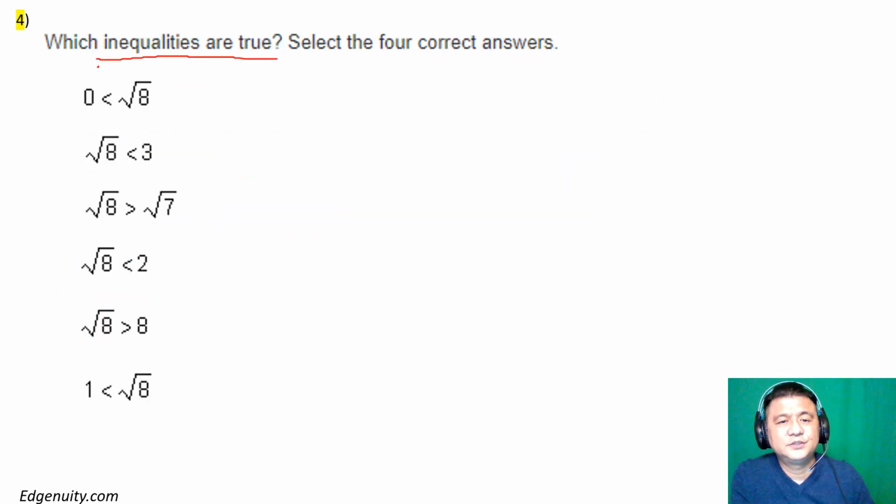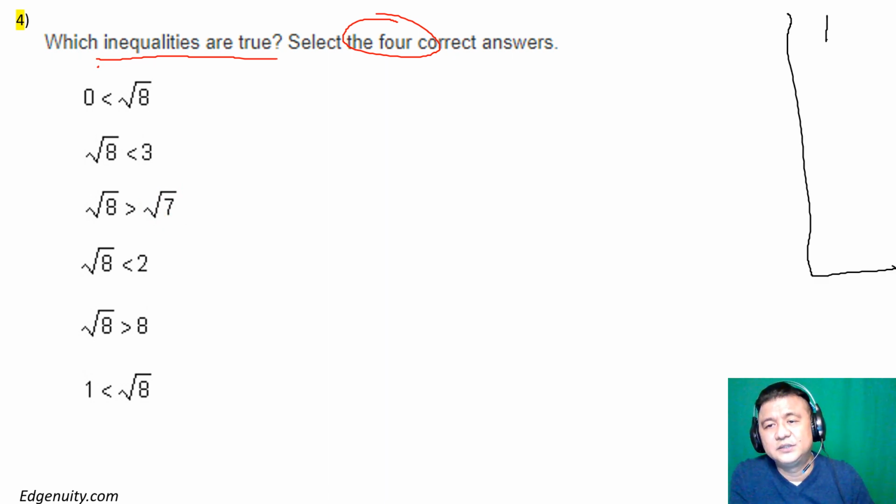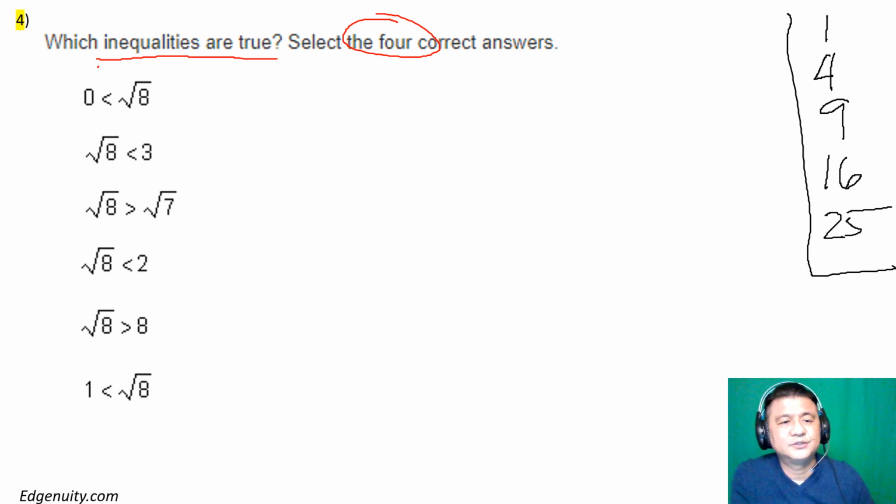Which inequalities are true? There are 4 correct answers. You will see that we will need the value of square root of 8 and the square root of 7. How will we know that? Again, think of your square numbers. What are the square numbers? 1. 2 times 2, 4. 3 times 3, 9. 4 times 4, 16. 5 times 5, 25.